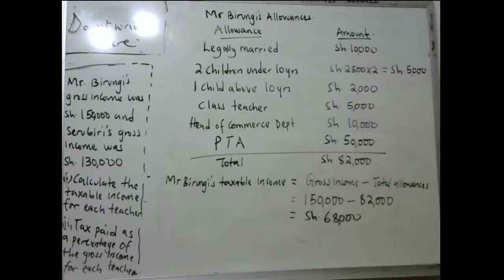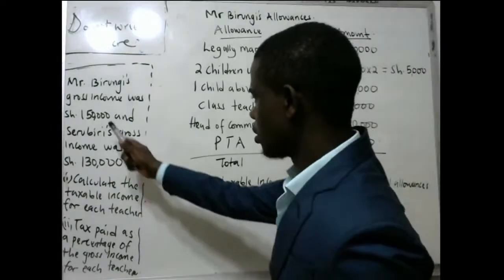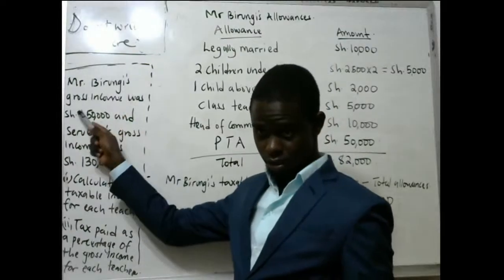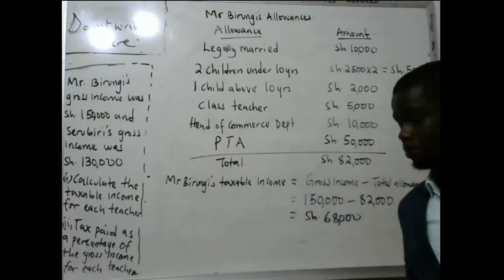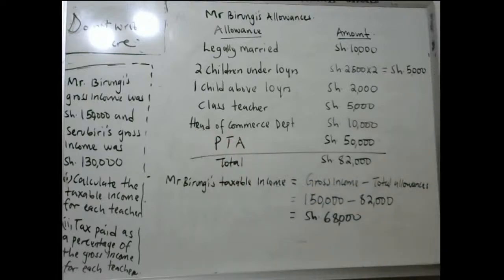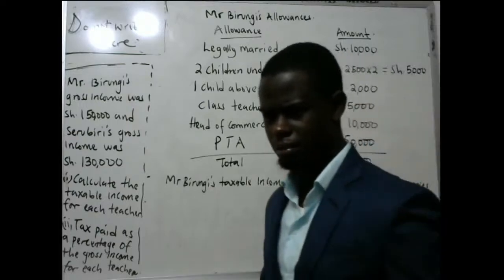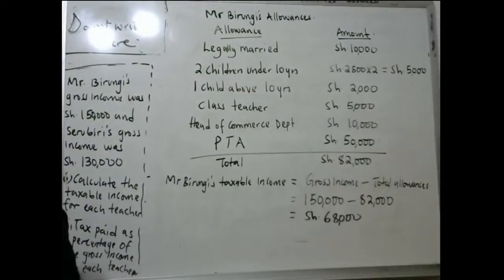Now, however much that Mr. Birungi gets, 150, all this money is not taxed, okay? There are some allowances which are not supposed to be taxed. If they want to tax, they first remove the allowances, which are 82,000, and then they can tax. When they are taxing him, they base on this money, okay? They don't base on the other money. They base on this one. They say, okay, let us look at 68. How are we going to tax this? Then they tax that money based on 68,000, okay? So that is an assumption.